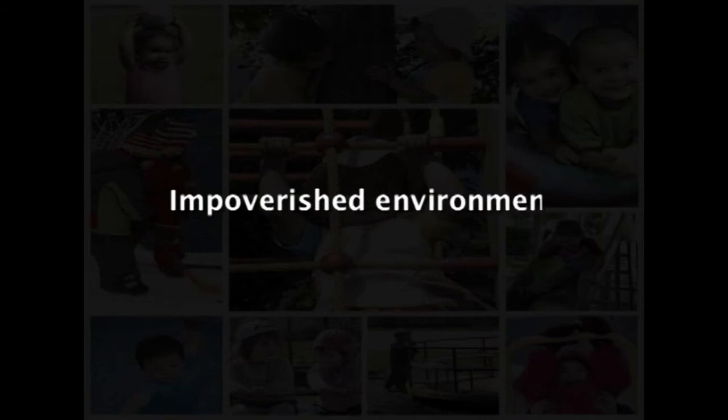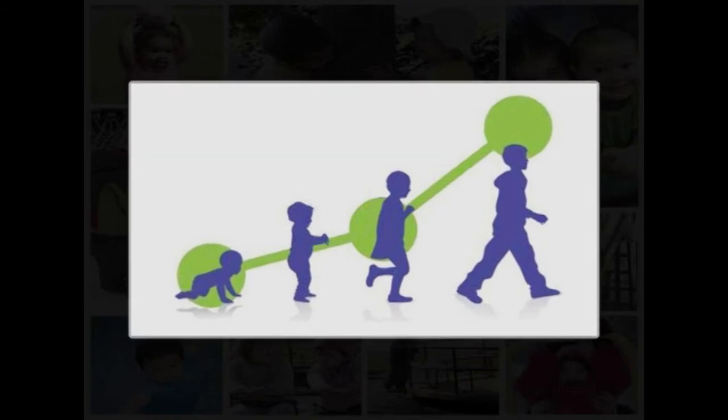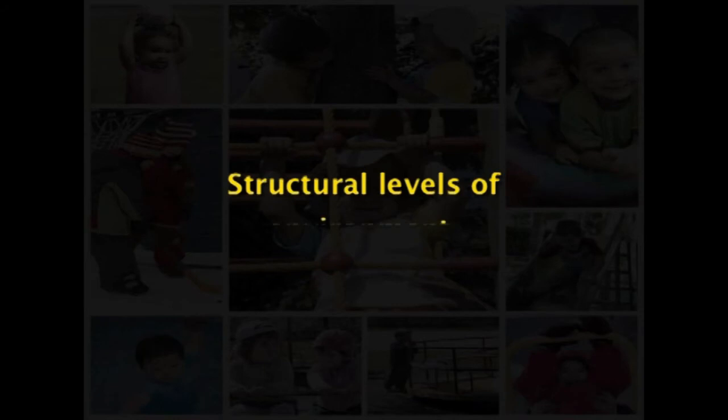Impoverished environment. It is a kind of environment where even the basic needs of the child are not fulfilled. It does not provide the scope and opportunity for the child to grow and develop his inner potentials and does not cater to the child's optimal level of development. On the contrary, it hampers the child's potential and capacities for development. So, these are the two types of environments. Structural levels of environment.